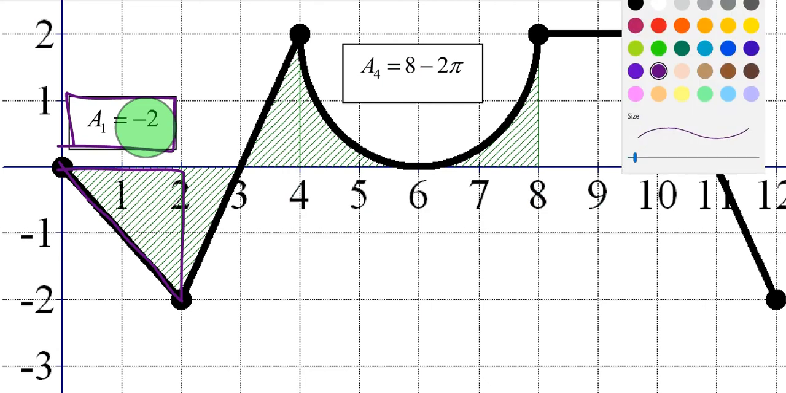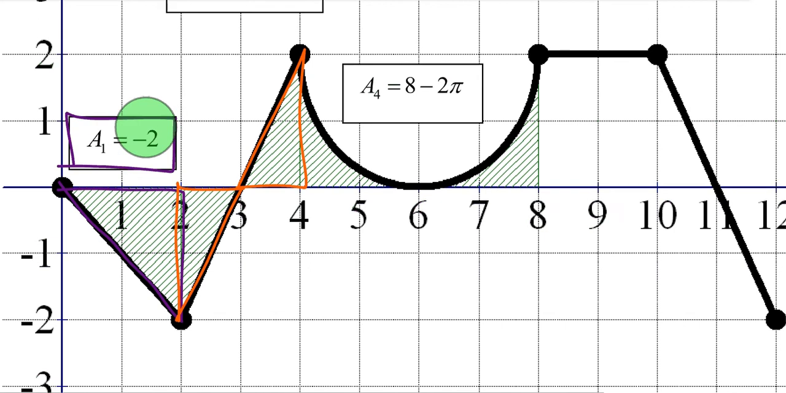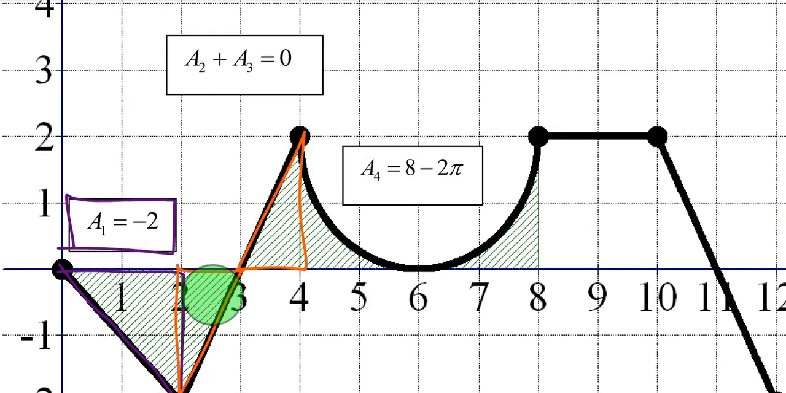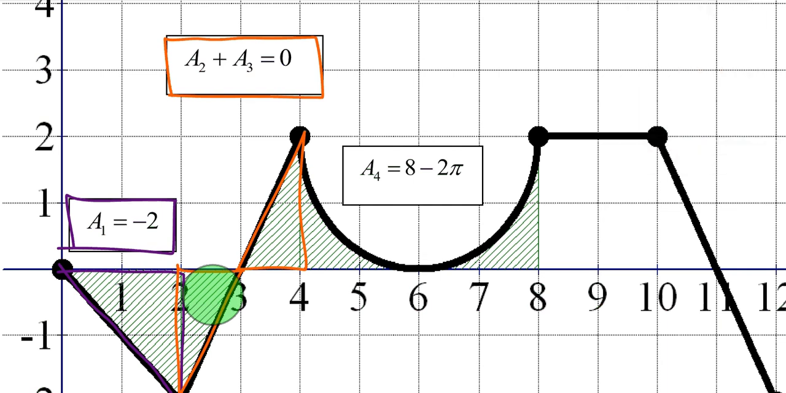Okay. Now the next two areas cancel each other out. I'm going to put this in orange here. They cancel each other out because of the same triangle, one above, one below. So I'm going to call that area 2 and area 3. They equal 0. Now, area 4 is a little bit more complicated. This is area 4. It's all above the t-axis except for at t equals 6.